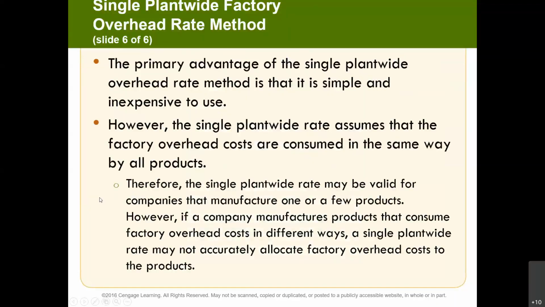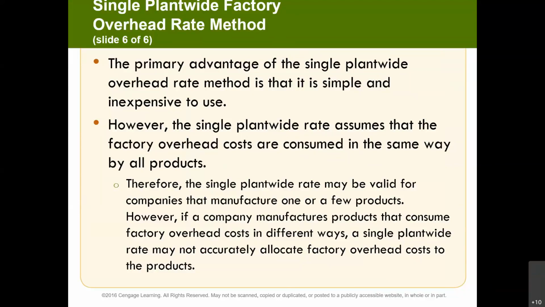Okay, so in summation, there are some advantages of doing this. The advantage is that it's really easy and very inexpensive to implement this type of factory overhead allocation rate. But of course, there are some disadvantages. One is that the rate assumes that the factory overhead costs are all consumed in the same way by all products. And therefore, the validity of using this type of method may not be as accurate as it could be.